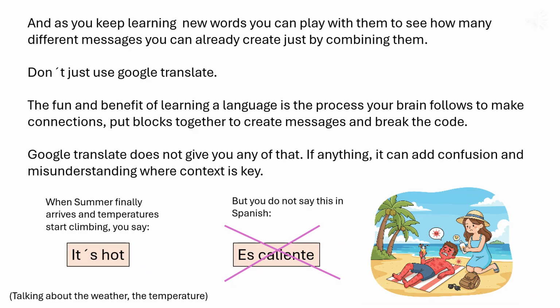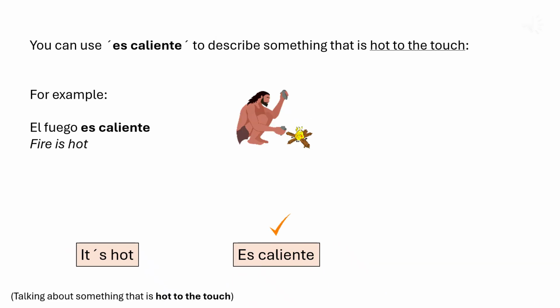For example, when summer finally arrives and temperatures start climbing, you say it's hot, talking about the weather and the temperature. But you do not say this in Spanish, es caliente. That would be a word for word translation, and it doesn't apply to this context. You can use es caliente to describe something that is hot to the touch. For example, el fuego es caliente. So, in this situation, the English it's hot can be translated as es caliente, but it's only about talking about something that is hot to the touch.